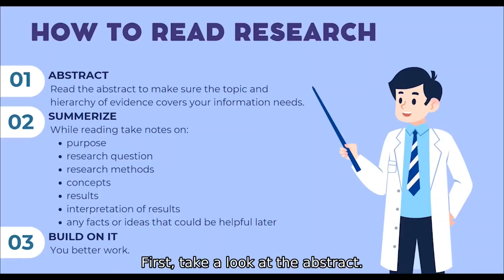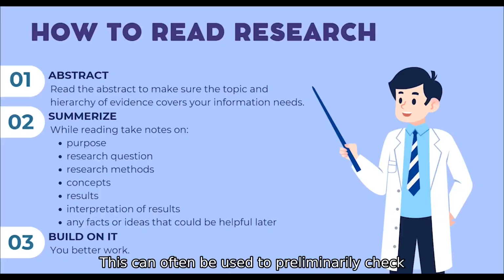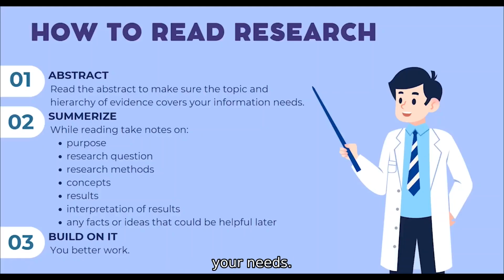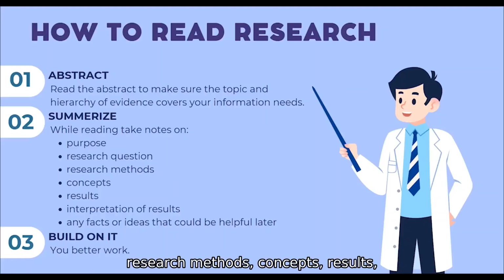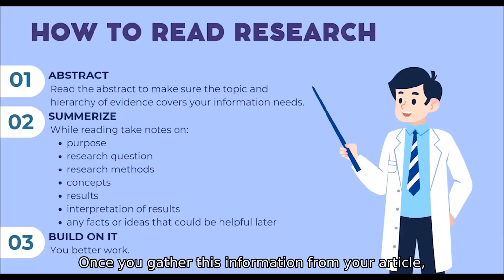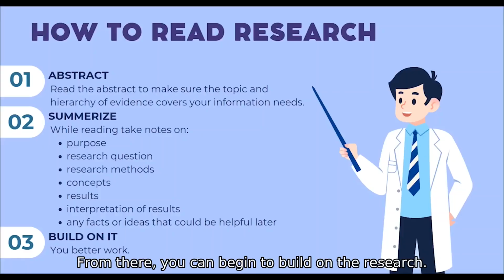First, take a look at the abstract. The abstract will give you an author-provided overview of the article. This can often be used to preliminarily check that the topic and hierarchy of evidence fits your needs. Next, skim and make note of the purpose, research question, research methods, concepts, results, interpretation of results, and anything else you may want to come back to. Once you gather this information from your article, you will have a clear sense of whether it meets your needs, and you can dive deeper into the article specifics. From there, you can begin to build on the research.